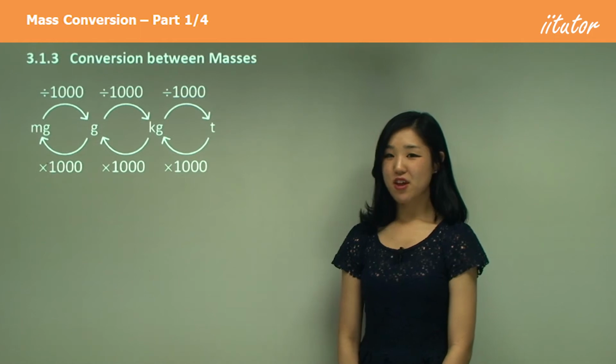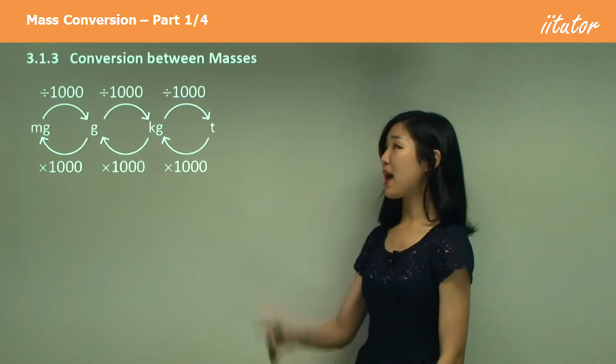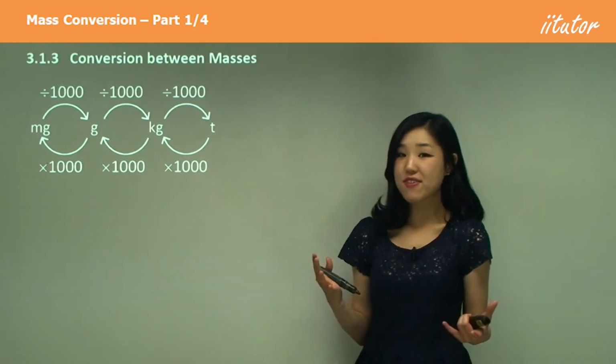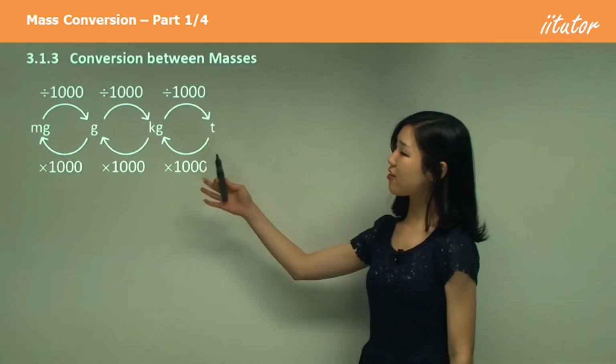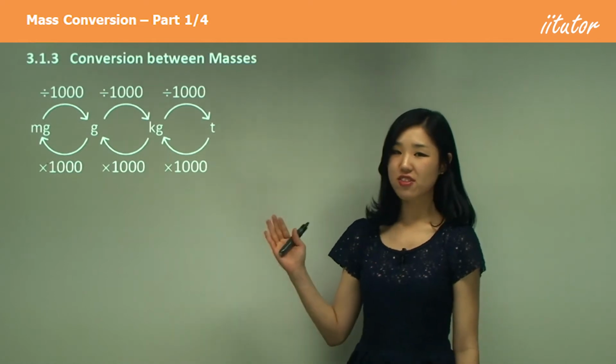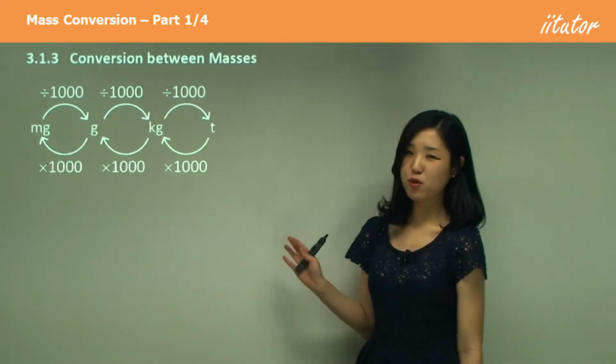Now that we've finished converting between lengths, we're going to be looking at masses, okay, so how heavy an object is. Here we're going to be referring to milligrams, grams, kilograms, and tons. So these are the terms you need to remember. You should be already aware of these.